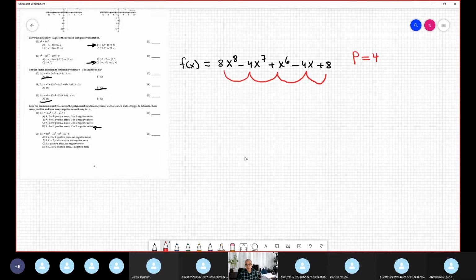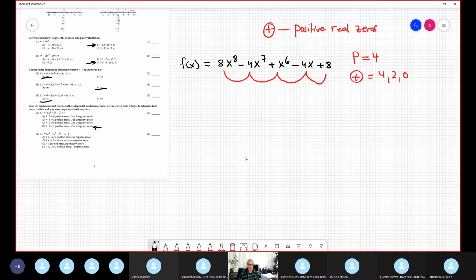P gives me the information about the positive real zeros. In other words, the set of zeros greater than 0. Subtracting by 2, 4 minus 2 is 2, so it is 4, 2, or 0. You have 3 possibilities.